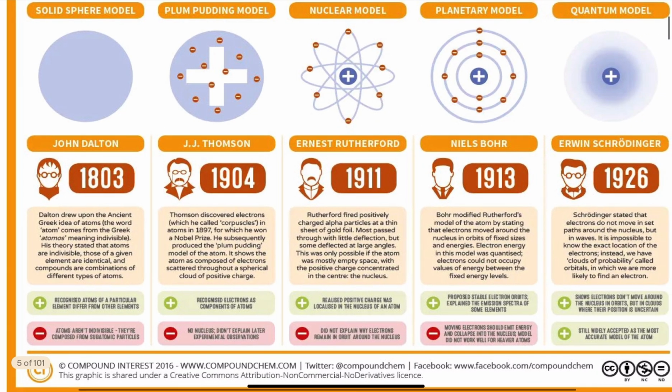Next up, we had the plum pudding model from J.J. Thomson. This model was popular for a little bit of time, and is still taught frequently. It recognized that electrons were in the atoms. And again, you can read through here and see how. But the problem with Thomson's model was that there was no nucleus. It didn't explain later experimental observations.